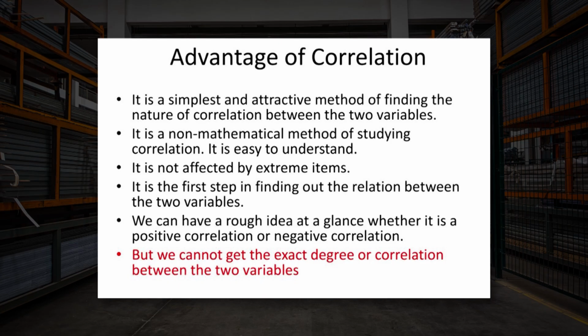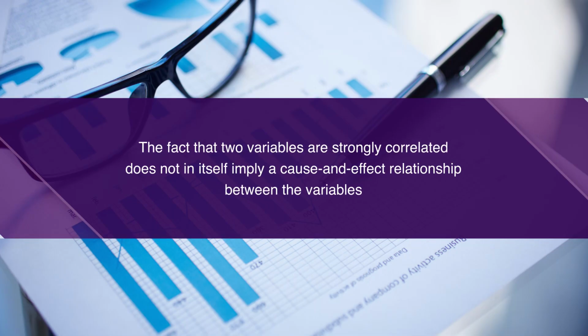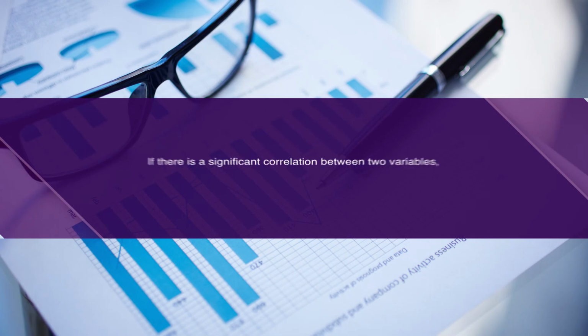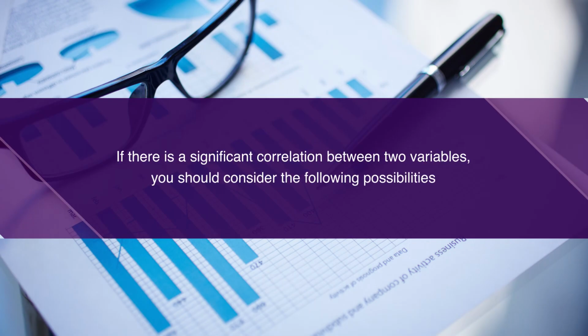But there are certain constraints. We cannot get the exact degree of correlation between the two variables. When you talk about two variables being strongly correlated, it implies a cause and effect relationship between the variables. And if there is significant correlation between two variables, you should consider the following possibilities.